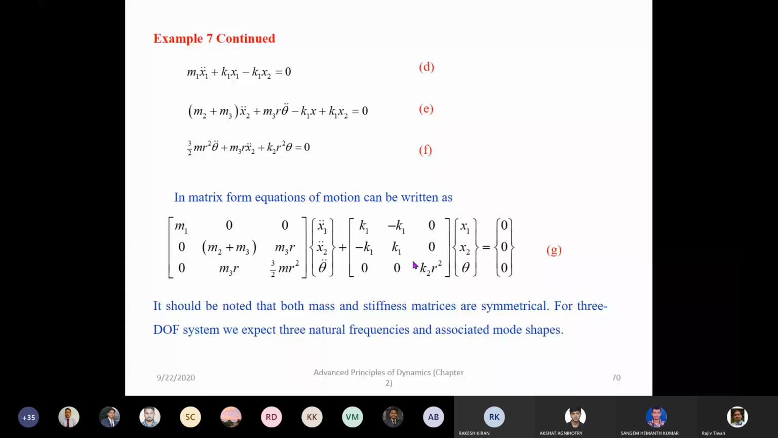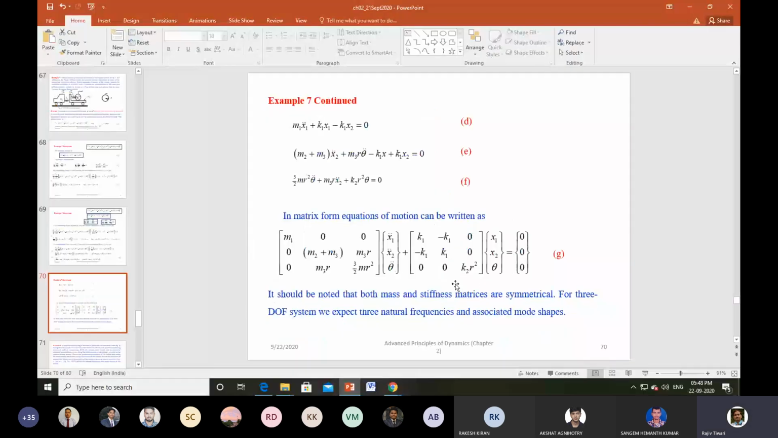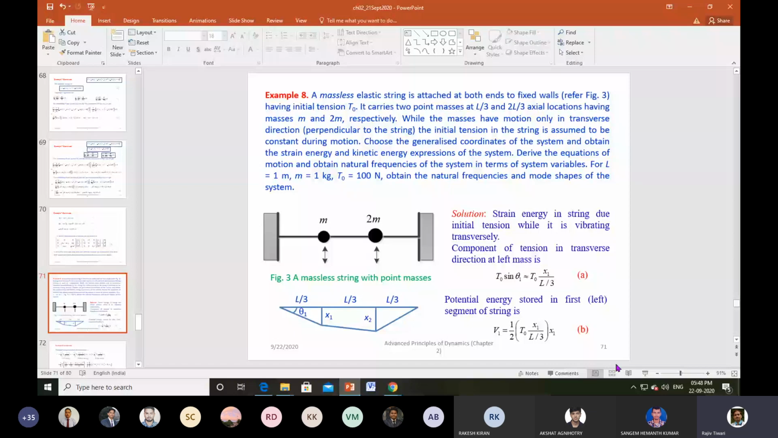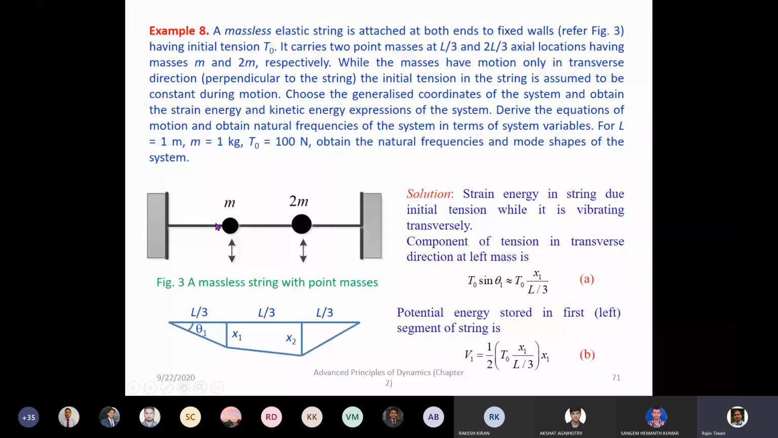Okay, I have one more example. I think I can finish this so that I can start a new chapter in the next class. This is a string which is fixed at two ends. In between the string, there are two masses, M and 2M. So this string is disturbed transversely, in the direction of the arrow shown, and we are trying to study the vibration in the transverse direction.